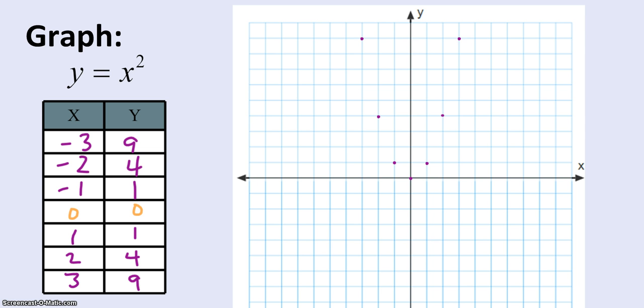Now what you need to do is you need to connect those dots to create a parabola function. Alright, so as you can see here, here's the parent function y equals x squared. Now things are going to happen to this graph. That's what we call transformations.